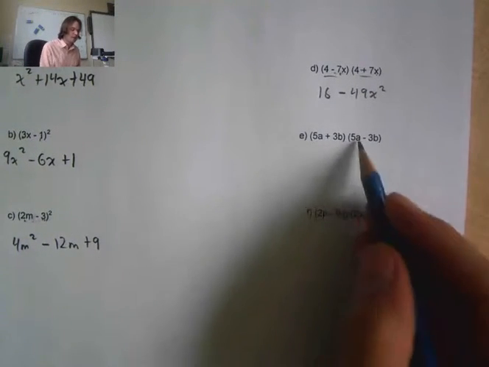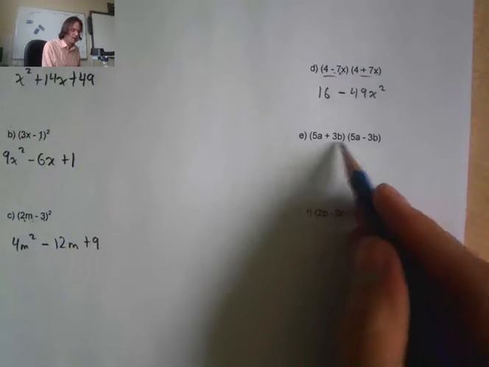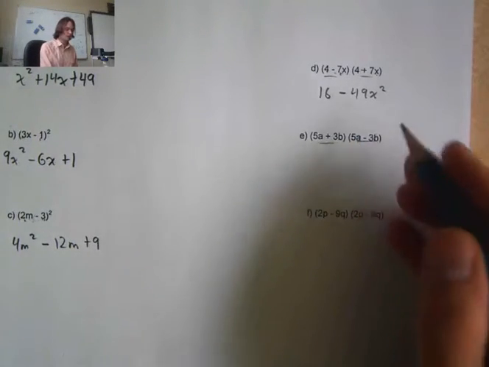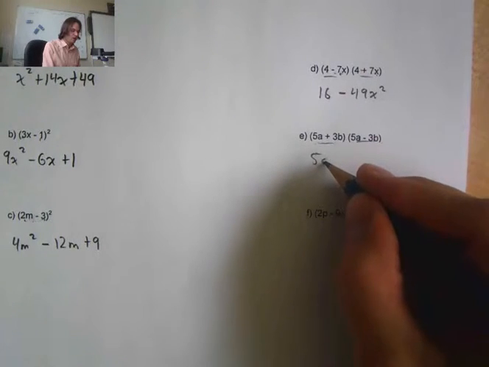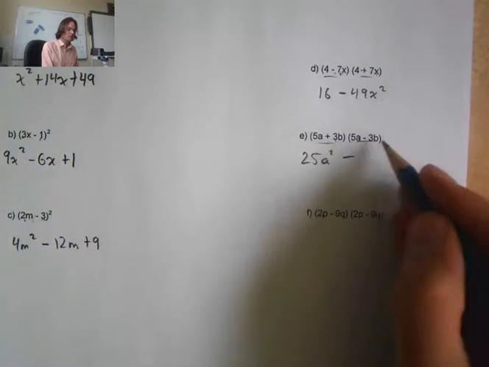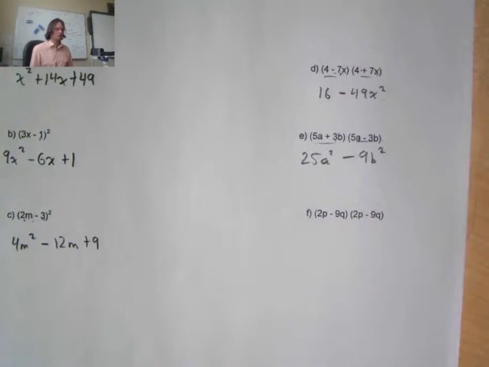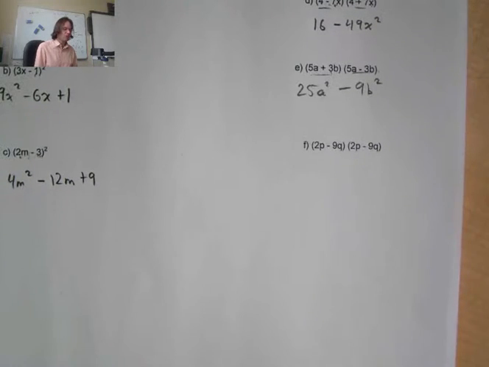Now let's take a look at E. Here we have a difference again. So I go, this multiplied by this gives me 25a squared. And now I want to subtract 9b squared. Okay? Now, here's my last one.